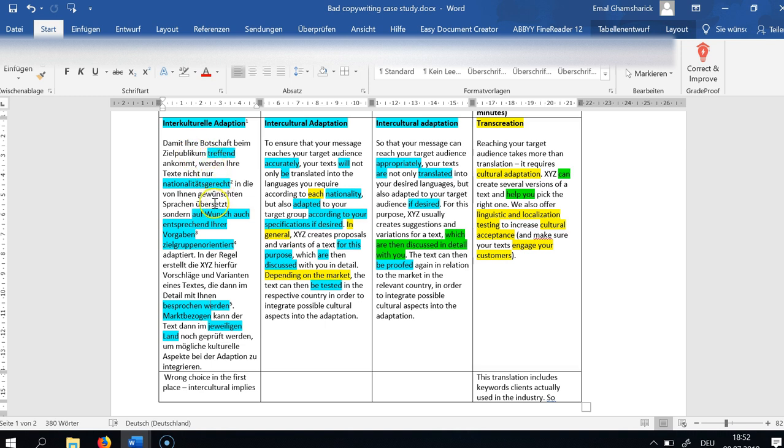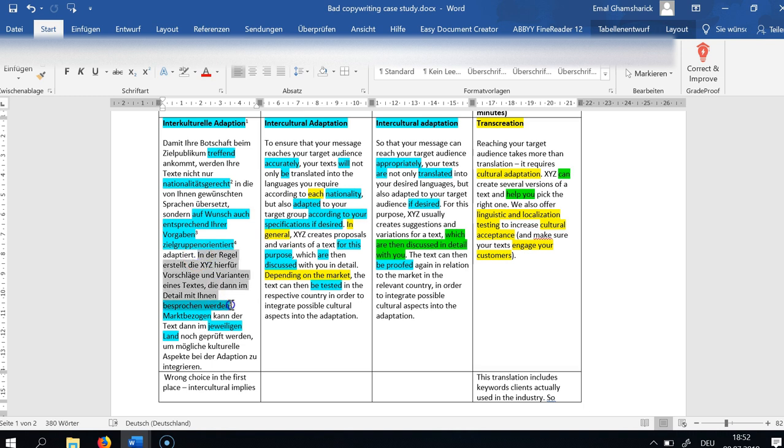"Werden ihre Texte übersetzt, entsprechend ihrer Vorgaben adaptiert, im Detail mit ihnen besprochen werden." And what this passive is trying to say is that we, the company, are going to do this with you. So why didn't they just say it like that? Well, this is also laziness because it's shorter, but if you're not used to reading this kind of writing, it can introduce a second agent.